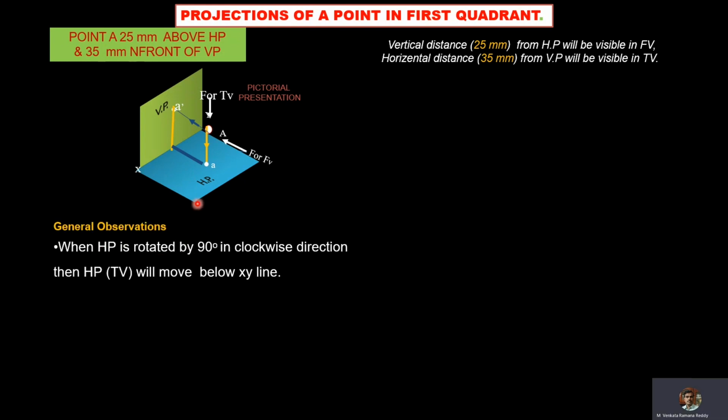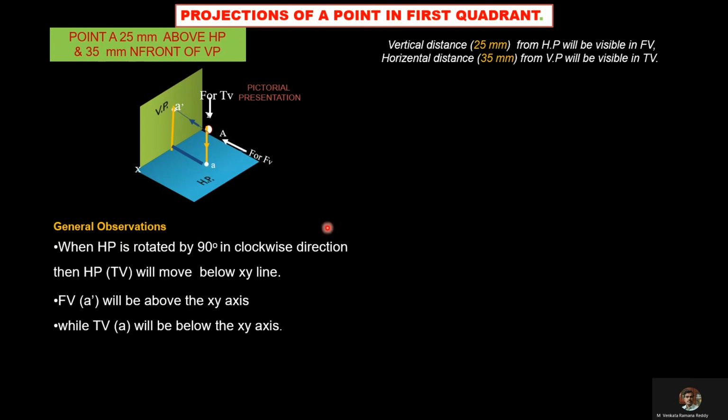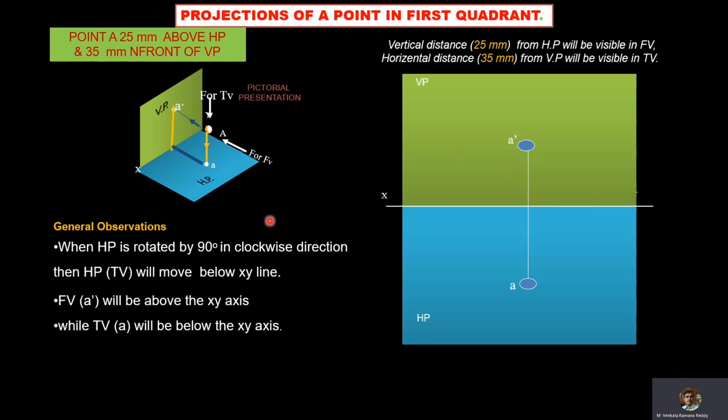Then, here we are rotating the horizontal plane 90 degrees in the clockwise direction. If this is the case, then this horizontal plane comes below the XY line. After rotating this horizontal plane 90 degrees clockwise, it comes below the reference line along with the top view. So the top view we got is below the XY line and the front view is above the XY line. So the front view distance from the XY line is 25 mm. The top view distance from the XY line is 35 mm.